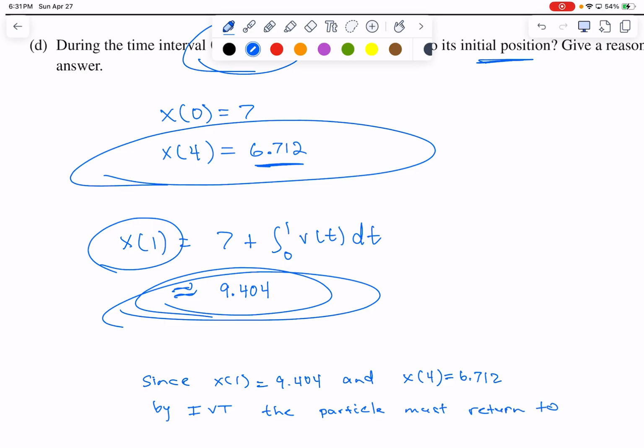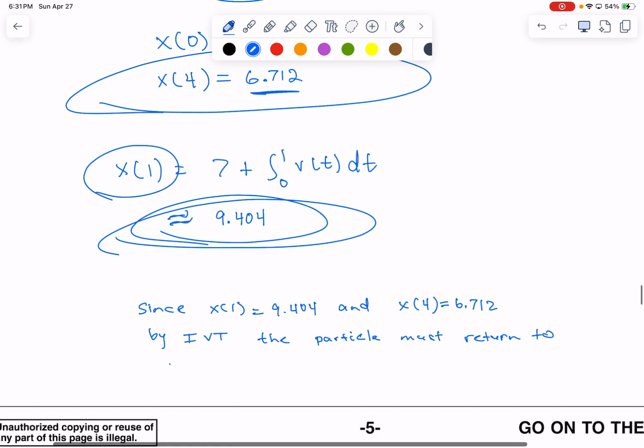Return to 7, to a position of 7. You could say S of t equals 7 or x of t equals 7. And I didn't do this, but we talked about it. You would need to say that the function is continuous. And how do we know it's continuous?